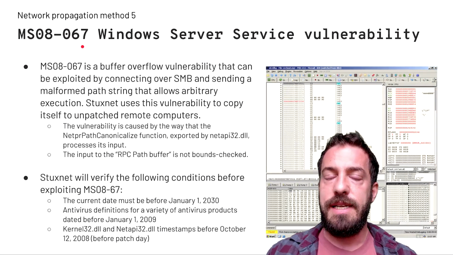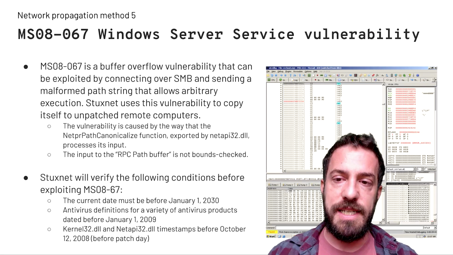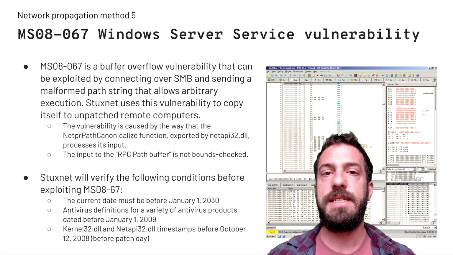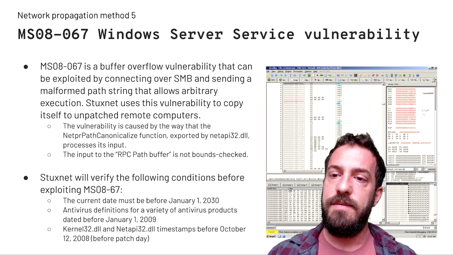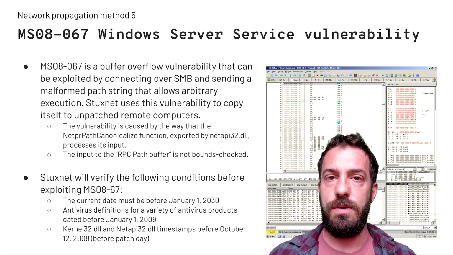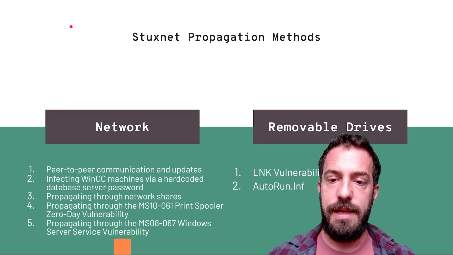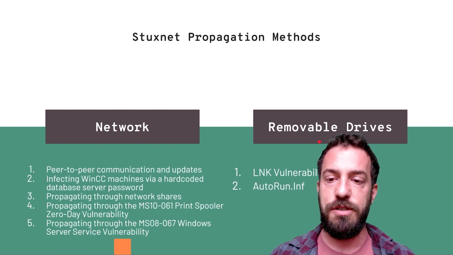And we discussed that it's a good point to bring up that this is why patching is essential, right? This is why it's important to make sure that you have up-to-date patches, versions of your antiviruses, to ensure that these vulnerabilities of the past cannot be used to attack your system. So this concludes the network side. Let's move to how Stuxnet propagated through removable drives.